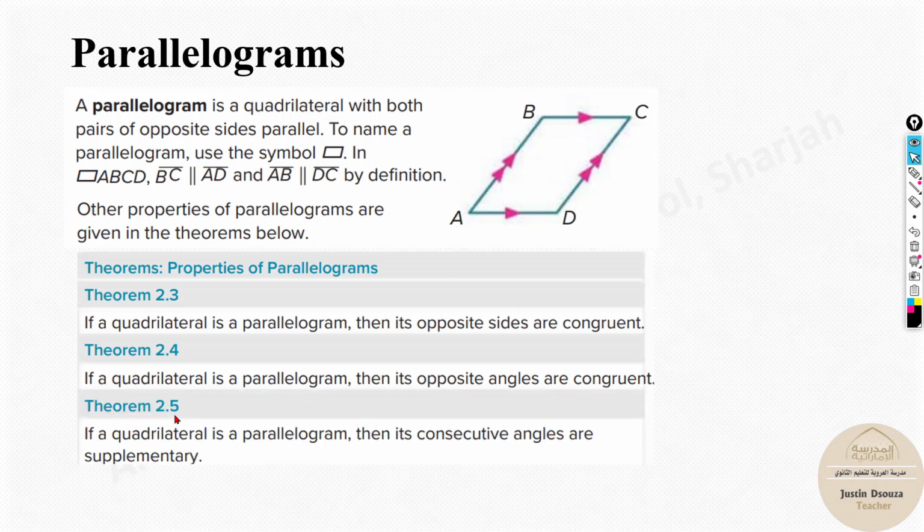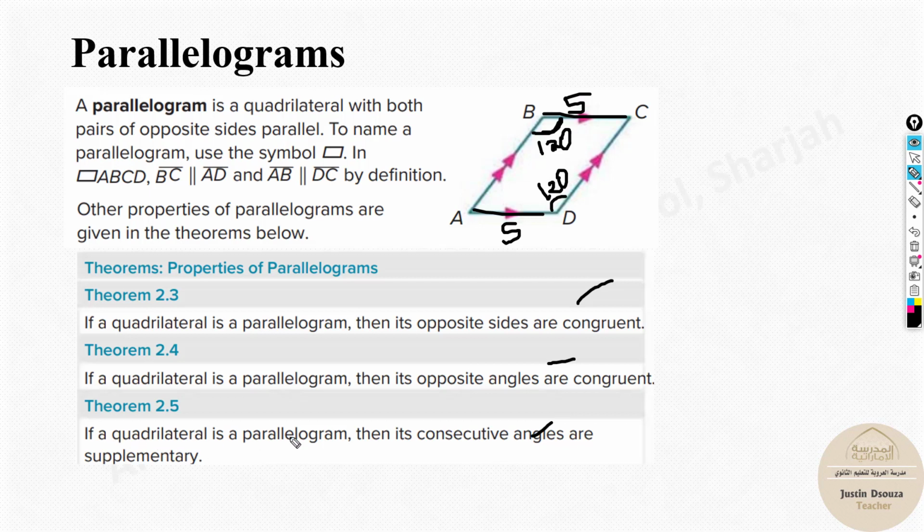And over here, another property: if a quadrilateral is a parallelogram, then the consecutive angles are supplementary. See, these three are important. I'll explain one by one again. Opposite sides must be equal. If this is 5, then this must be 5. Opposite angles must be equal. If this is 120 here, then this is also 120.